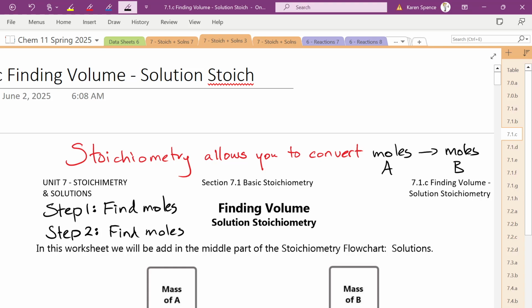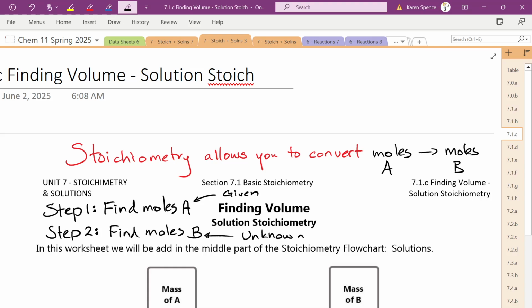Now that sounds a little bit redundant, but in the first step, you're finding moles of substance A. That is the substance that you are given in the question. In step two, you're finding moles of B, which is your unknown, whatever has the question word. And last day, we went from mass to moles, and then we went to moles of the other substance, and then we could convert that into mass.